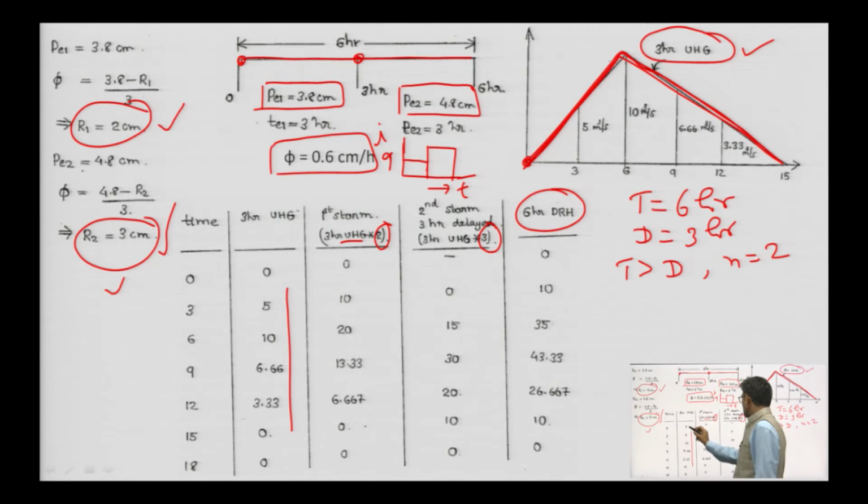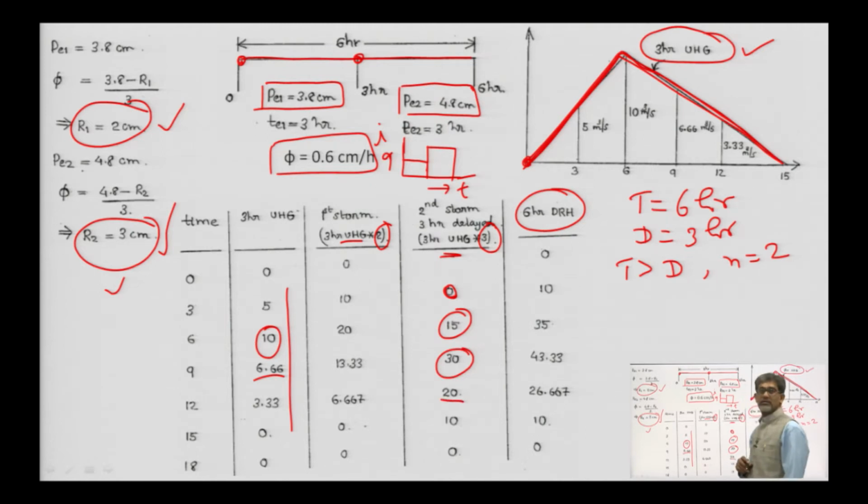Similarly, this is 0, 0, 5 multiplied by 3, delayed by how much? Delayed by 3 hours. So these ordinates will be here. 0, 0, 5 multiplied by 3, so we will get 15; 10 multiplied by 3 is 30; this multiplied by 3 is 20, and so on.